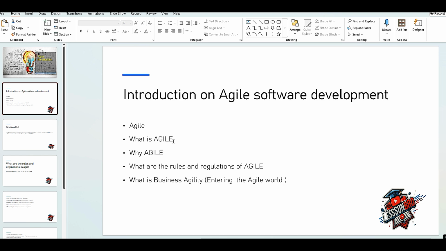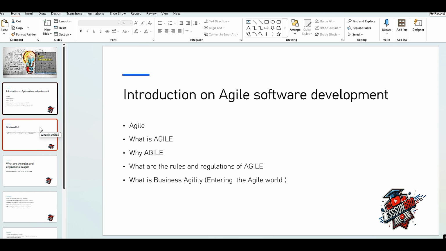Because, for example, I have worked in Waterfall, then I transformed into Agile. It was quite challenging, not easy. But coming to the point, why Agile? People can comment on why Agile. It's fine, but still I'll be explaining it. Let's start with what is Agile.